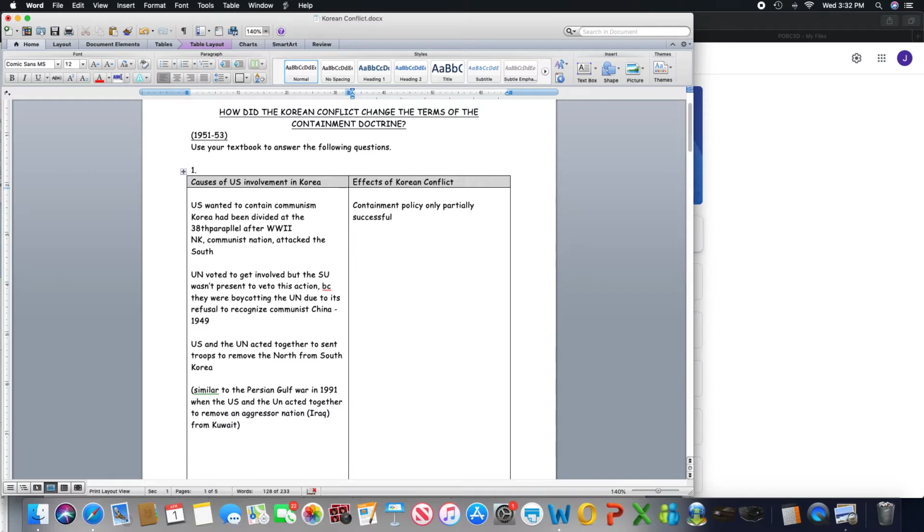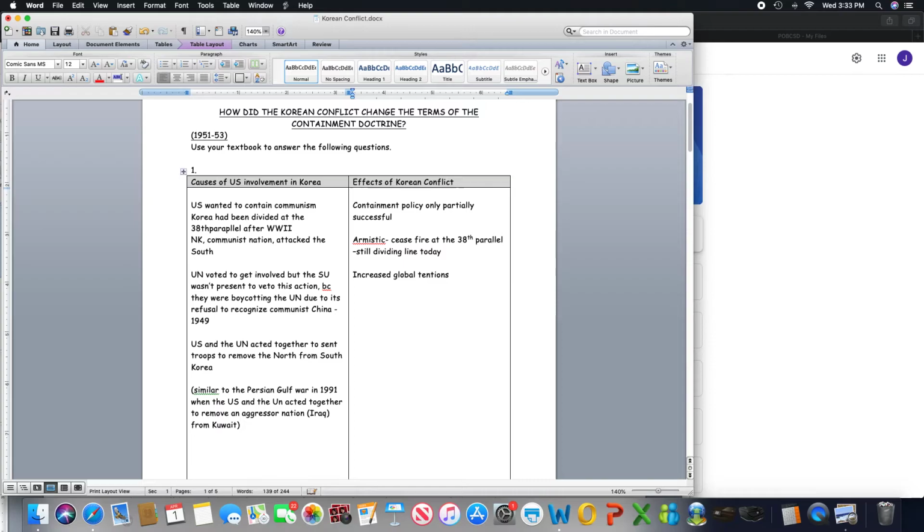Because we managed to contain North Korea, but we didn't get rid of North Korea's communism. And they drew an armistice, which is a ceasefire at the 38th parallel, which still is the dividing line today. And this certainly increased global tensions.